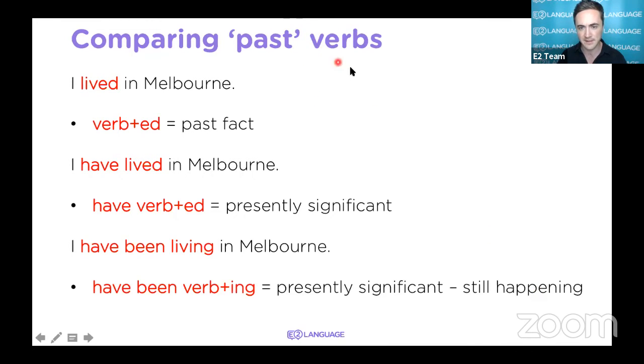I can see that chat flashing. Yes, that's right. Someone just asked, we talked about this last week as a present verb. And that's because this verb here, have lived in Melbourne, and this one here, have been living in Melbourne, they're both past verbs and present verbs as well, because they have significance in the present moment, but they happened in the past. So they're in both lectures. They're in the lecture on present verbs and then in the lecture on past verbs as well.